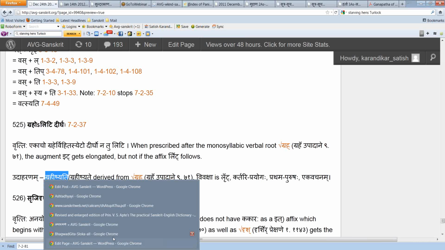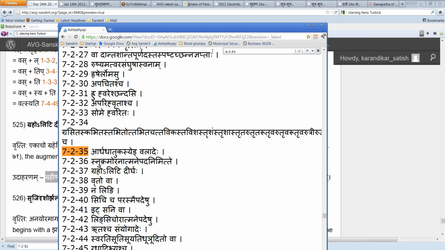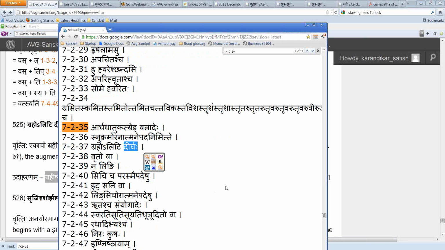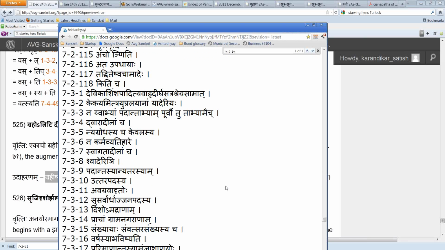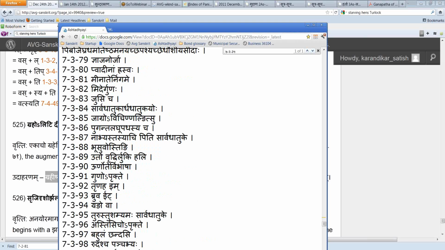Now, don't confuse this with the idagamaha. This one is doing the dirghadesha for the idagamaha. Idagama is already coming. This is only doing dirghadesha. So graher liti dirghaha does a dirghadesha for the idagama which is already praptaha. While the idagamaha which we saw in 7.3, bruva eat and so on, at that time there was no idagama coming there at all. Directly an idagama came. So don't confuse these two, please.